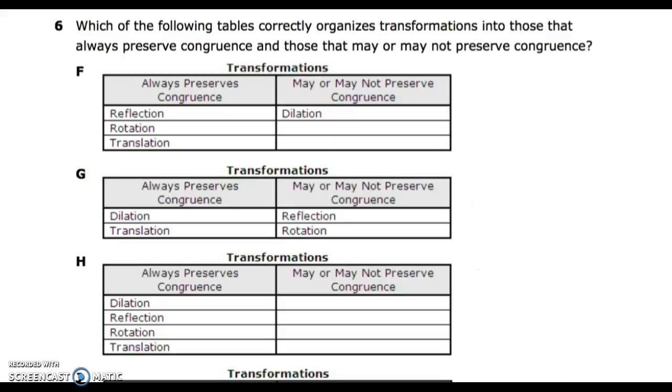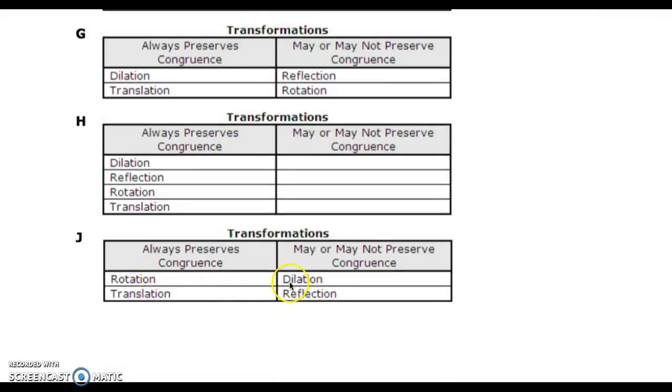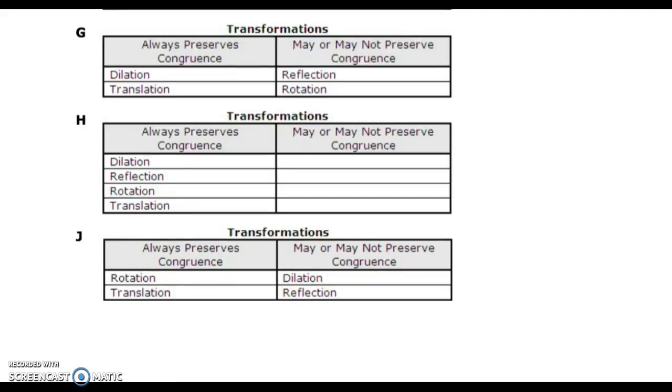Number 6, which of the following tables correctly organizes transformations into those that always preserve congruence and those that may or may not preserve congruence? Transformations, always preserves congruence, may or may not preserve congruence. Reflection, rotation, translation, dilation. Dilation, translation, reflection, rotation. H, dilation, reflection, rotation, translation. And then rotation, translation, dilation, reflection.